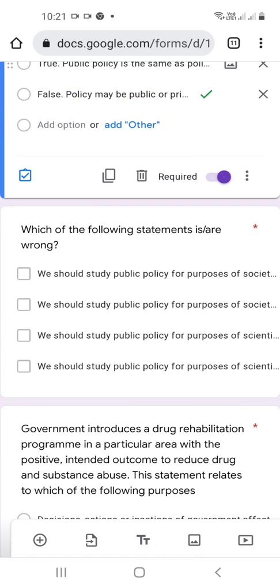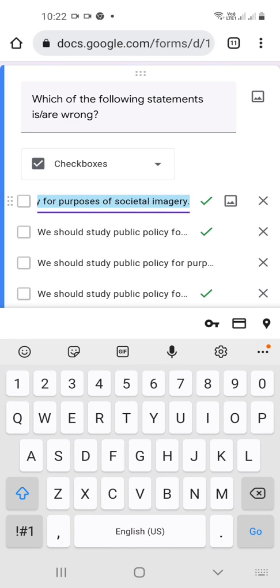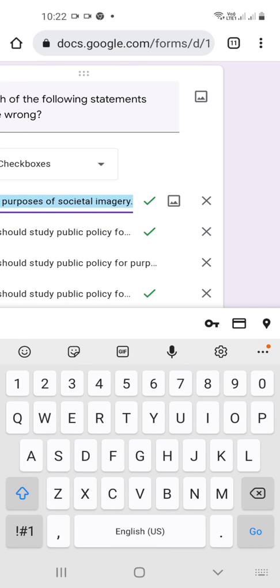So next, which of the following statements is or are wrong? As you can see, I placed in here bar, is, bar, are, is or are. So this is an indication that you have 1, 2 or more than 2 answers, okay, not just one. So we should study public policy for purposes of society. Okay, we check here. Societal imagery.